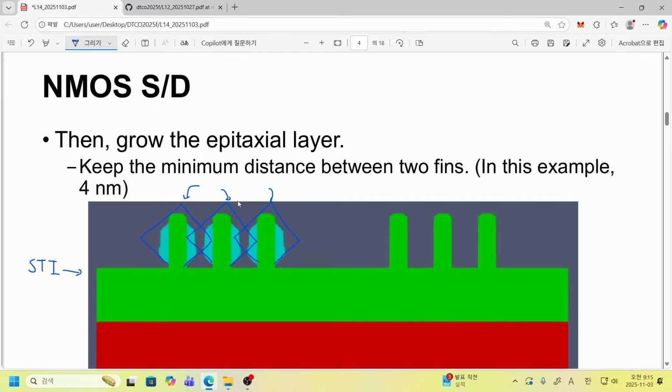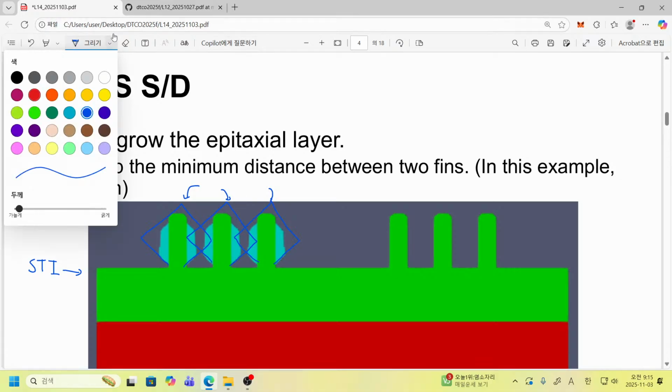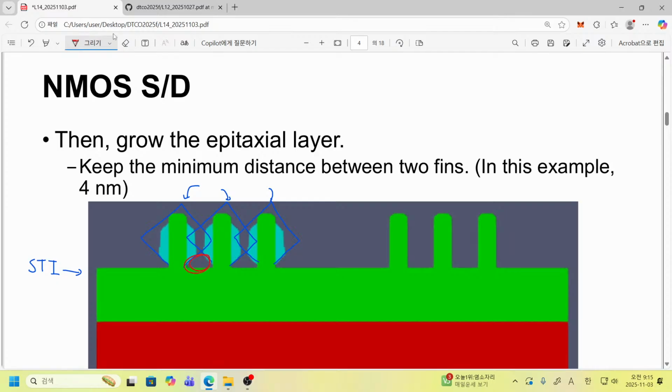So in terms of resistance, as I told you again and again, it is good because we have a large silicon area. However, another thing we have to be careful about is that here we have some void, and if this void is not well controlled, then it makes some problems.